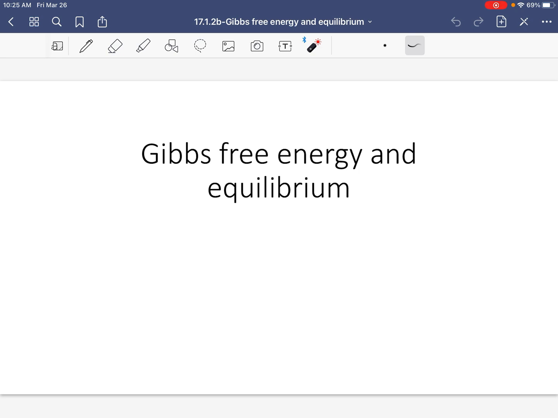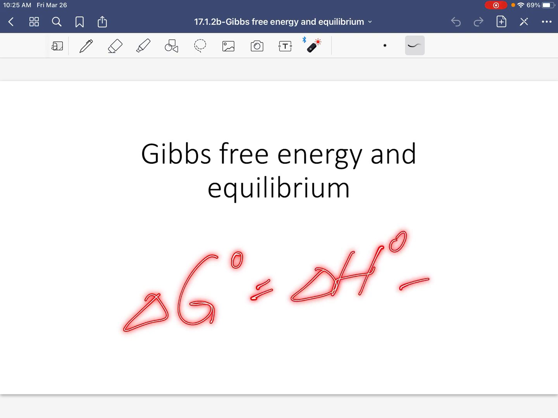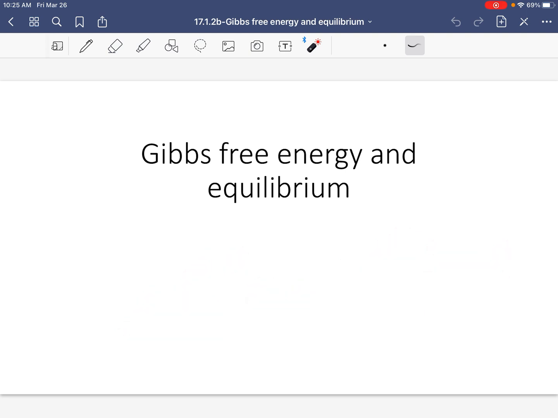We did calculations based on delta H and delta S, and saw the equation delta G is equal to delta H minus temperature times delta S. So the equation is temperature dependent, obviously. The higher the temperature, the chances of getting a negative number for delta G are going to be a lot higher. That's just the way it is.